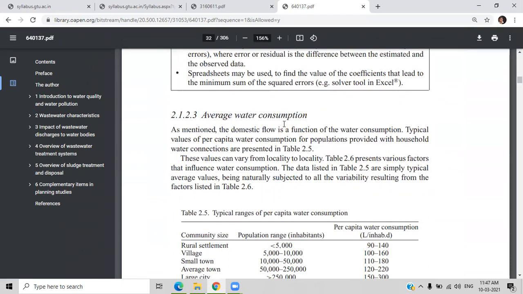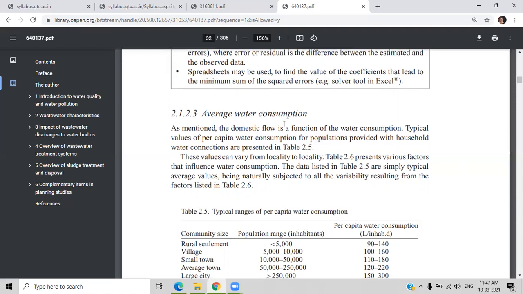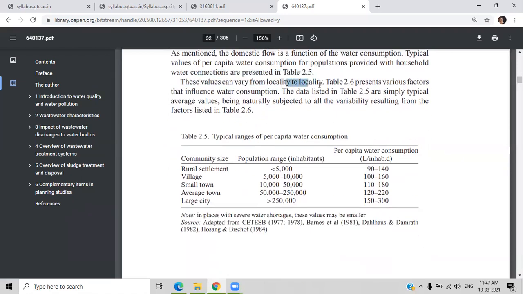Okay, so our next topic is the average water consumption. As mentioned, the domestic water flow is a function of water consumption. Typical values of per capita water consumption for a population provided with household water connections are presented in the table. These values can vary from locality to locality. The table presents various factors that influence water consumption.